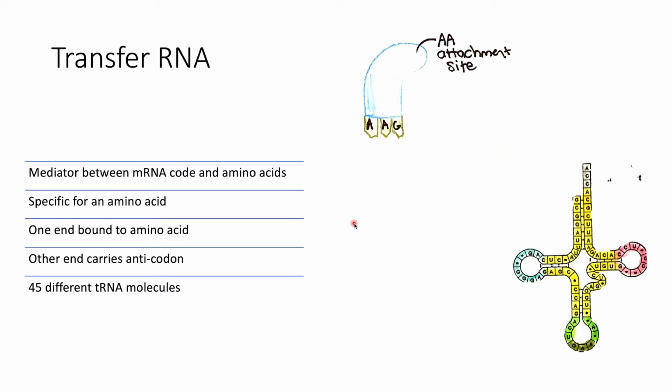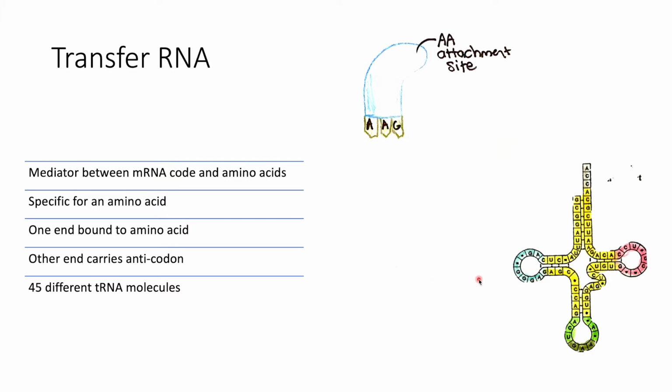Transfer RNA also has an important role in translation. tRNA acts as a mediator between the mRNA codons and amino acids. The tRNA links the correct amino acid to the specific mRNA codon. tRNA molecules are specific for the amino acid. One end of the tRNA molecule is bound to the specific amino acid, and the other is attached to the anticodon that correlates with the mRNA codon pairing with the amino acid. Think of tRNA as the molecule that interprets the mRNA code to form the specific polypeptide.